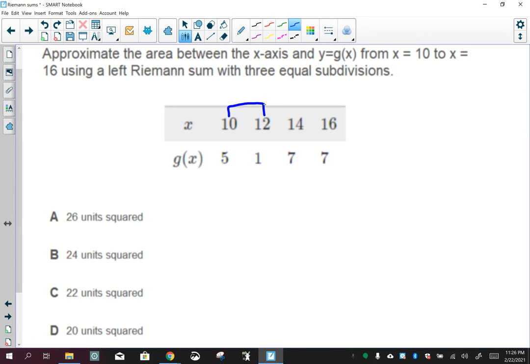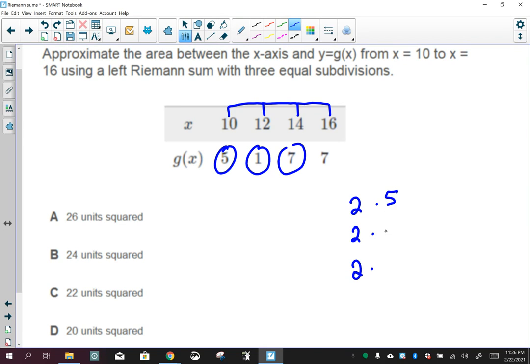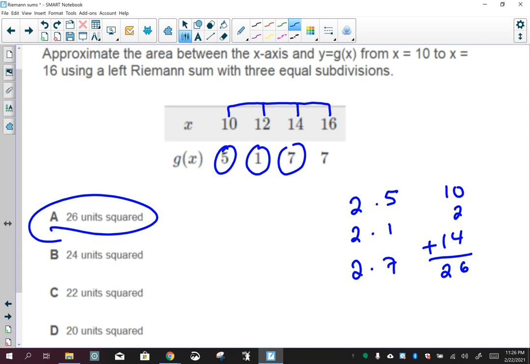So there's that one and that one and that one. So there's our 3 equal subdivisions. I have 3 rectangles here, and the width of each is going to wind up being a 2. I'm doing a left Riemann sum, so I'm going to use these 3 numbers here. I'm going to multiply those, and then I'm going to add them together. And there you go.